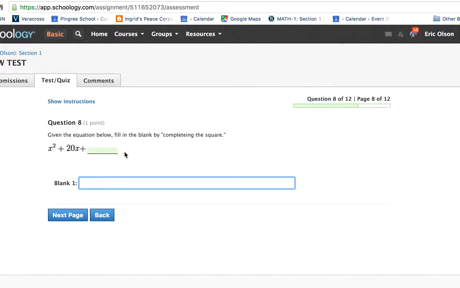Fill in the blank for the completing the square. Okay, completing the square is nothing more than looking at this b term, cutting it in half and squaring it. So that's 100.